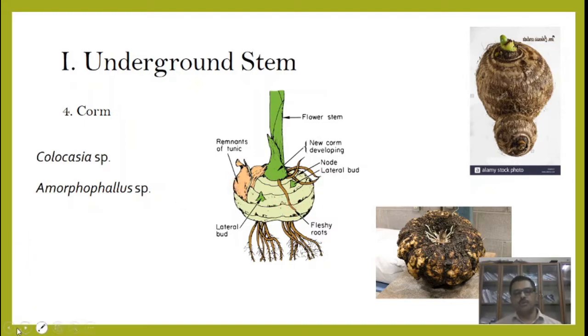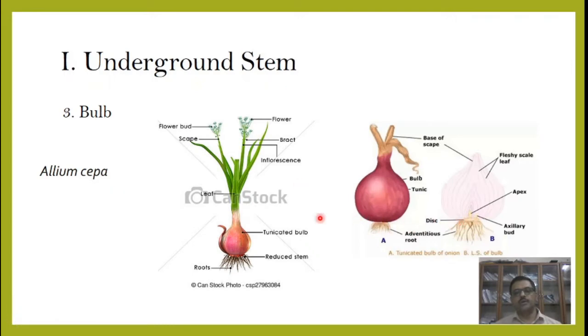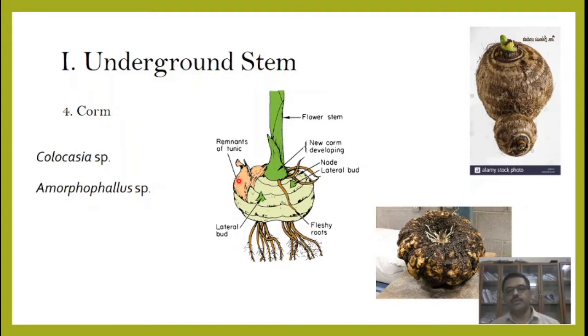In both the corm as well as in the bulb, there are coverings called tunics, and a tunicated bulb is the peculiarity of Allium cepa, and in corm also we find tunics. Tunics are structures that cover the lateral buds and protect them. These are what are called tunics. So these are the four types of underground stems: the rhizome, tuber, bulb, and corm.